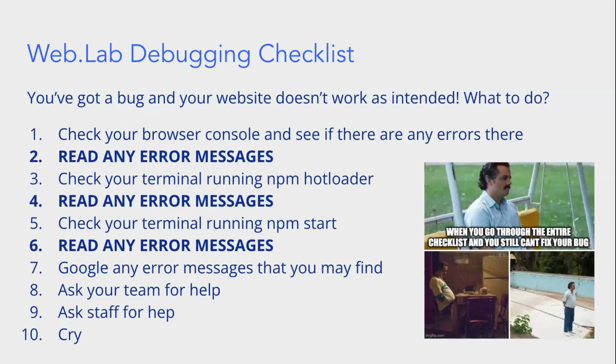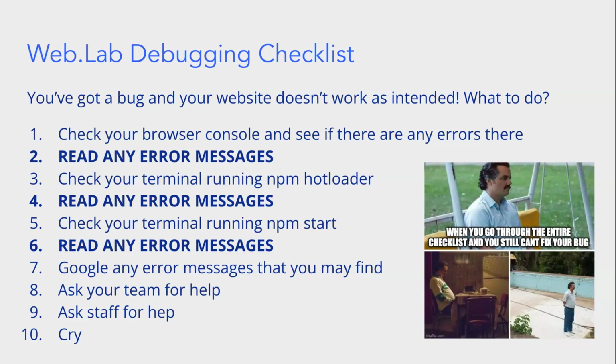Okay, so here's a debugging checklist that you should think about following. When you have a bug and your website doesn't work as intended, maybe it's crashing, maybe it's not doing what you want, here's a list of things you should do. First, check your browser console and see if there are any errors there. Read any error messages. Check your terminal running npm hotloader. Check your terminal running npm start. First, just check for any error messages that might be the cause.